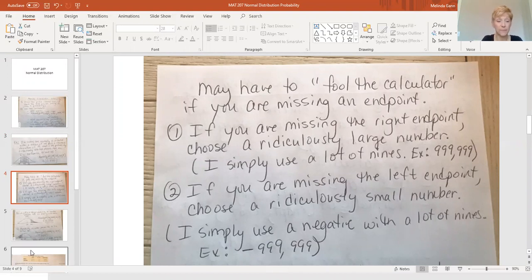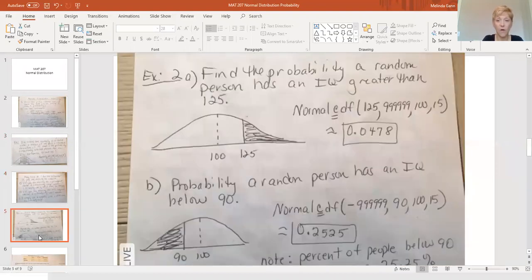So make sure that you're using the negative key and not the minus. Now let me show you what I mean by that. All right, look at these two problems. This one says, find the probability that a random person has an IQ greater than 125. Okay, so notice what I've done. I've drawn my normal curve. The mean is 100, it's in the center. And then it said greater than 125, so that's why I shaded to the right of 125.